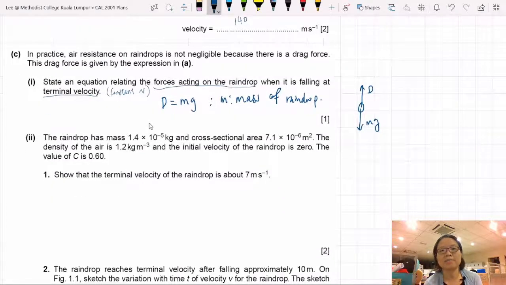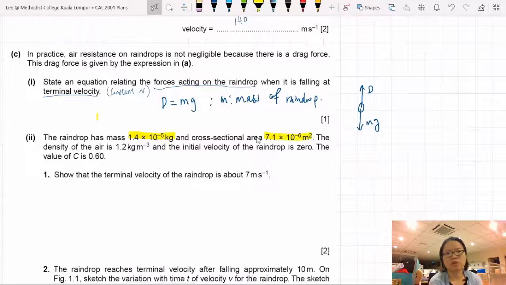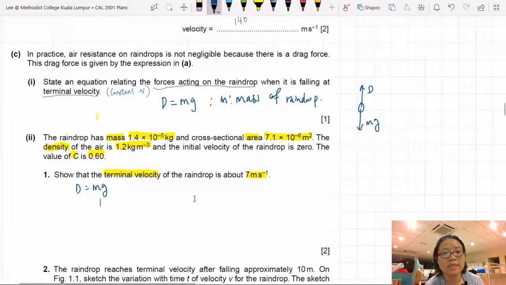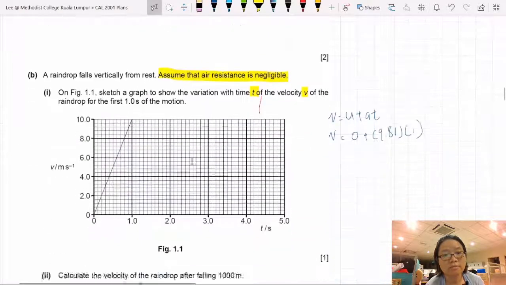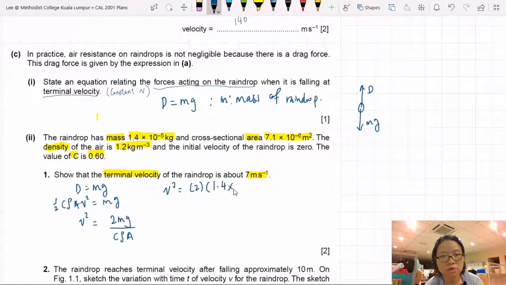I tend to define any symbols that are not mentioned in the question, just in case. Okay, you have the mass of the raindrop, cross-sectional area, density of air, and the initial velocity of the raindrop is 0, the value of c is 0.6, show the terminal velocity is 7. I give you so many numbers, confirm it's a substitution question. So you get D equals mg, and you can substitute the whole chunk on top, c rho A v squared equals mg, because at terminal velocity D equals mg. So you rearrange, you get this equation, then you substitute, making sure everything is in SI.